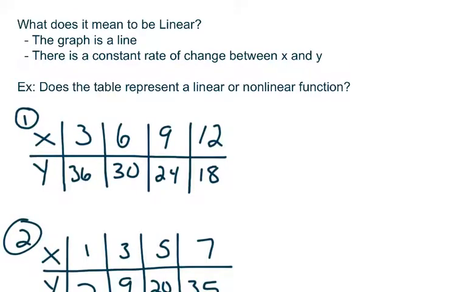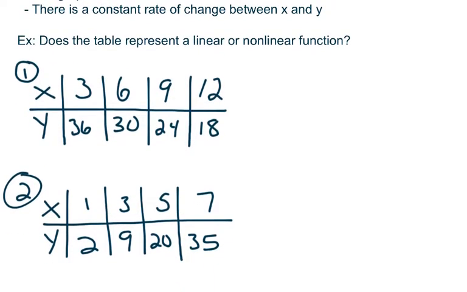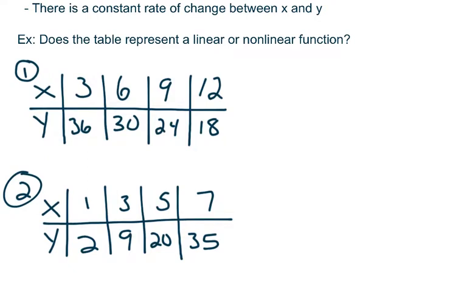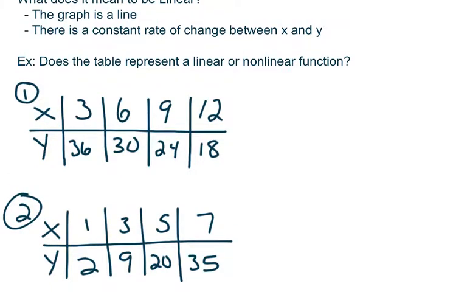Okay, so what does it mean to be linear? Well, it means the graph is a line, number one, and then number two, there's a constant rate of change between x and y, okay? And I've got a couple examples here to show you the constant rate of change between x and y. So the examples here, does the table represent a linear or nonlinear function? And if it's going to be linear, then the key part here is a constant rate of change, okay?